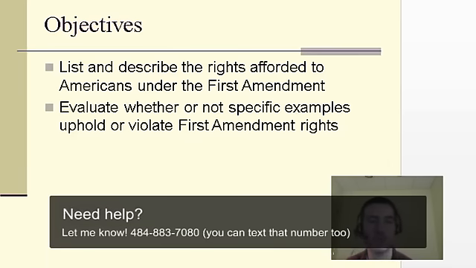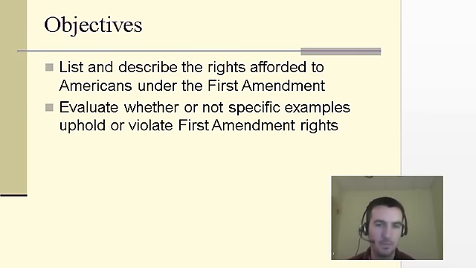So the objectives, the things you'll be able to do by the end of the lesson: you'll be able to list and describe the rights afforded to Americans under the First Amendment. And you'll evaluate whether or not specific examples uphold or violate First Amendment rights. So you'll be able to list and talk about the rights that we have in the First Amendment. You'll be able to look at a situation and decide whether or not someone's First Amendment rights have been violated.